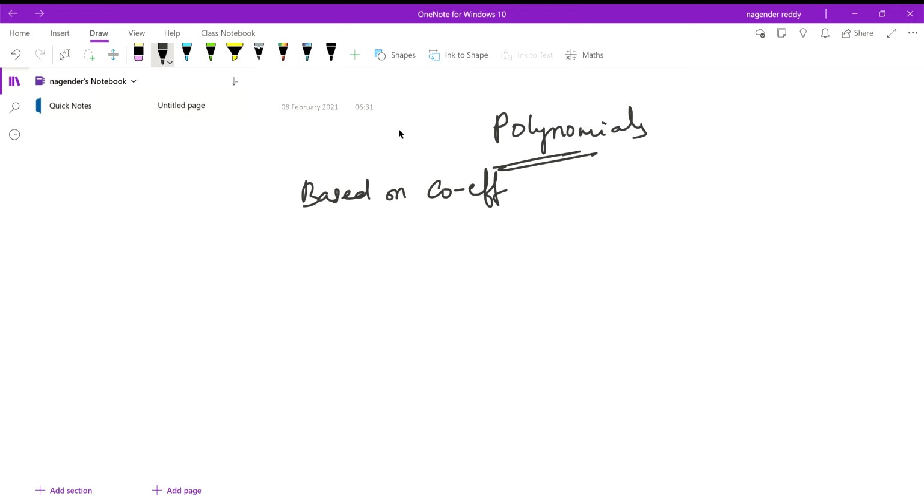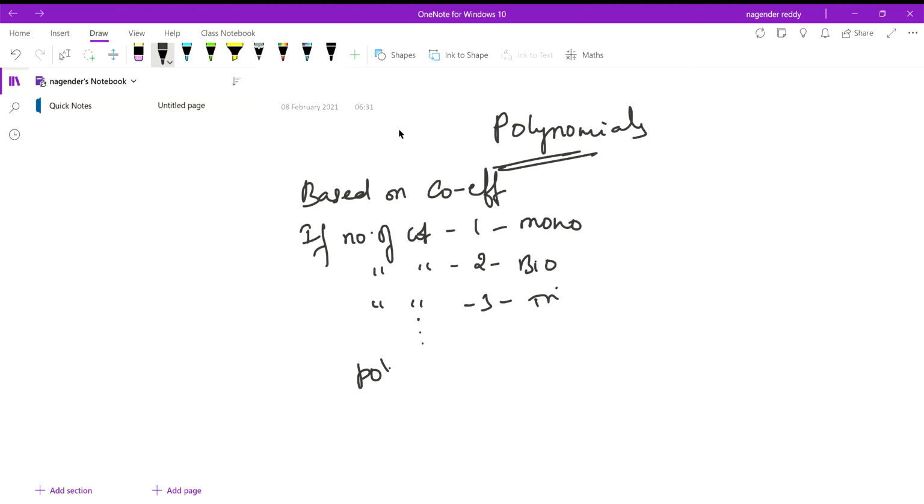Based on coefficients. What's based on coefficients? Based on coefficients means if the number of coefficients is 1, then it is called a monomial. Number of coefficients is 2, then it is called a binomial. Number of coefficients is 3, then it is called a trinomial. Up to so on, called a polynomial.